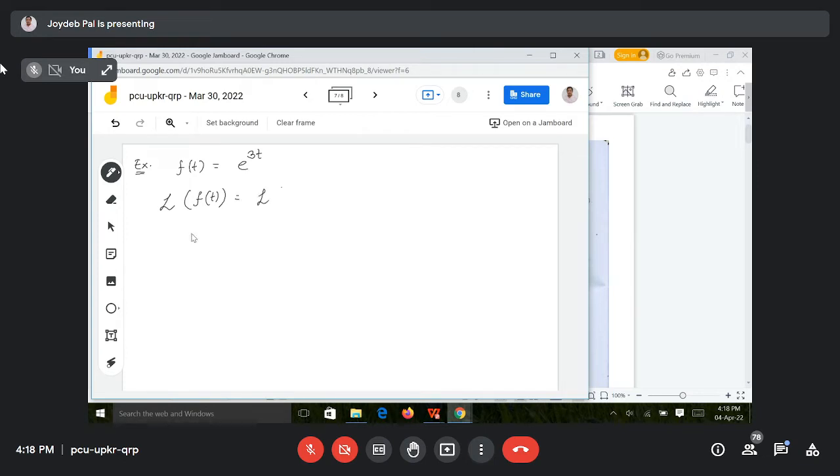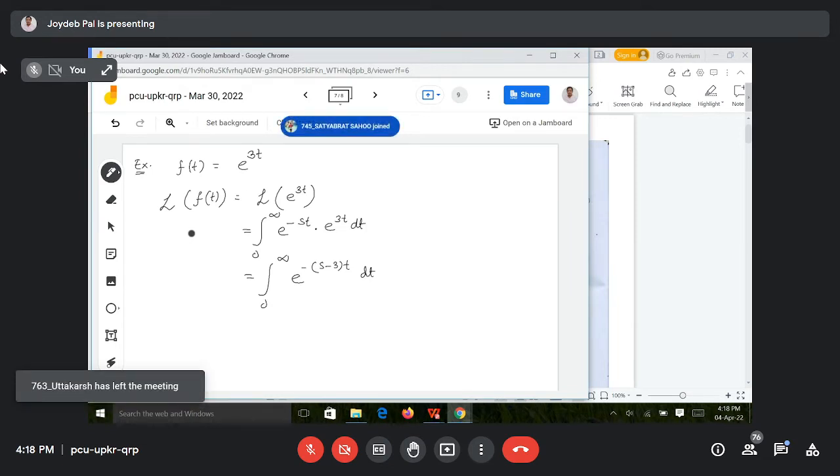So Laplace transform of e to the power 3t is equal to, by the definition, integral 0 to infinity e to the power minus st into f(t). What is f(t)? e to the power 3t dt. So 0 to infinity, I can write e to the power minus (s minus 3)t dt. Can I write this?